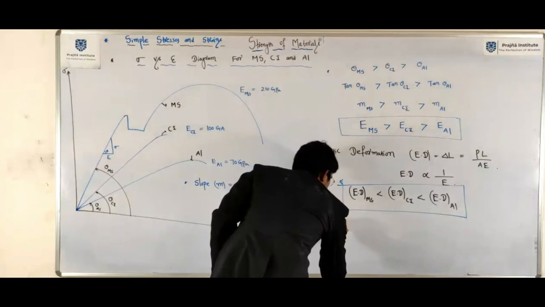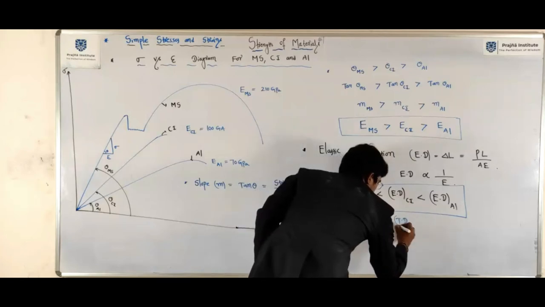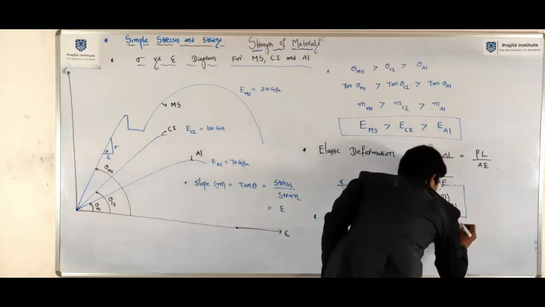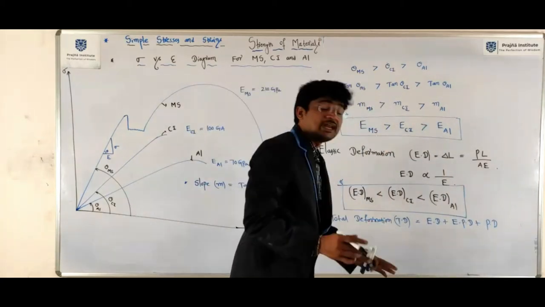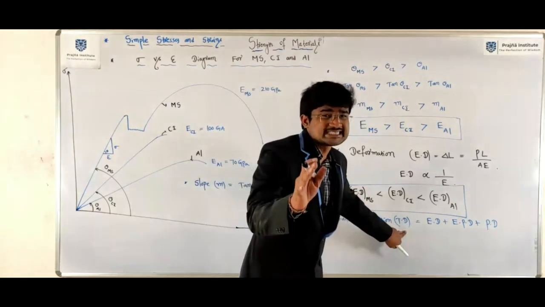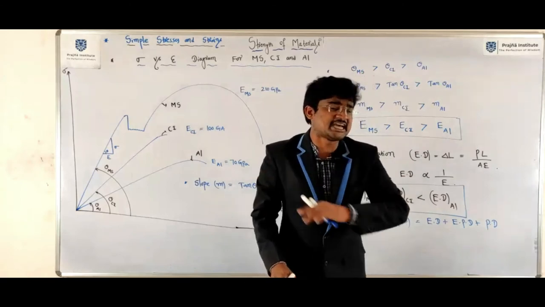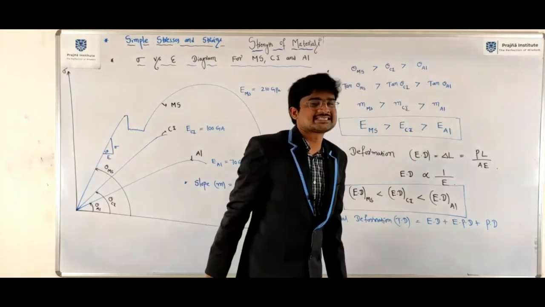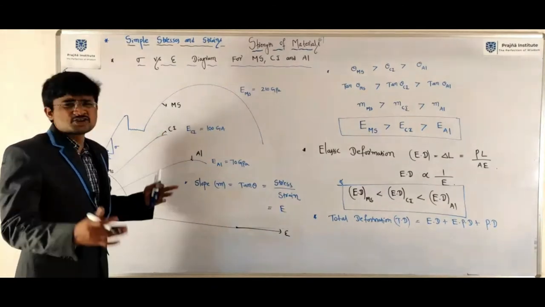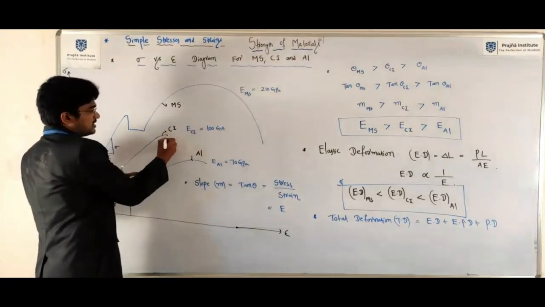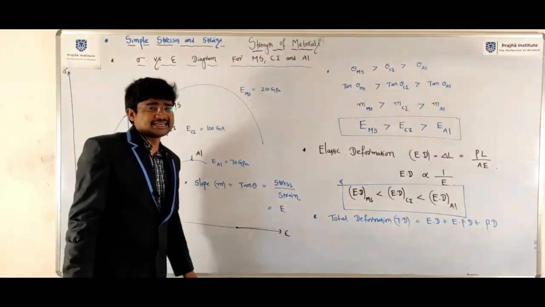Now we know that total deformation is equivalent to elastic deformation plus elastoplastic deformation plus plastic deformation. To calculate total deformation, we need to consider elastic deformation in the elastic region, elastoplastic deformation in the elastoplastic region, and plastic deformation in the plastic region. But for cast iron, there is no elastoplastic deformation and there is no plastic deformation. It will break right here. But mild steel has elastic deformation, elastoplastic deformation and plastic deformation.